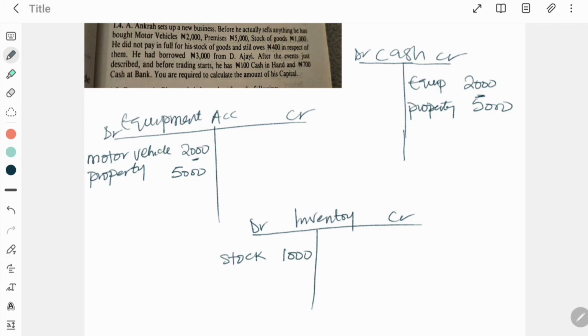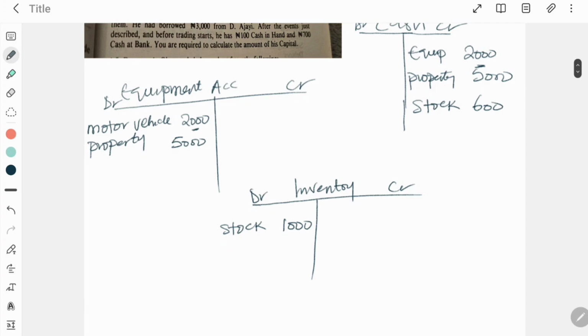And they further said he did not pay in full. So out of this 1,000 naira stock, he paid 600 naira because he still owes 400 naira. So how much actually went out from our bank? It is 600 naira. Since we're still owing 400 naira, that means we paid 600 naira, and it's going out from our cash. Because we're still owing 400 naira, we're going to open another account called payable.